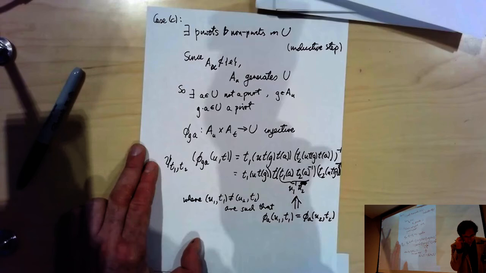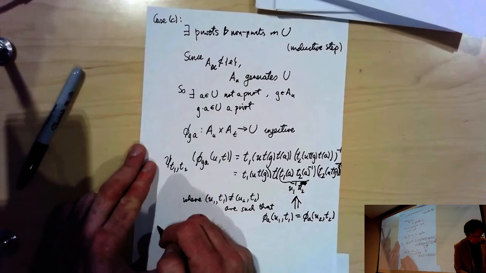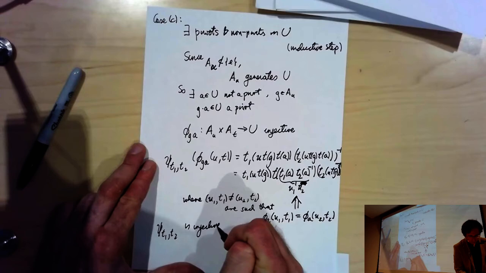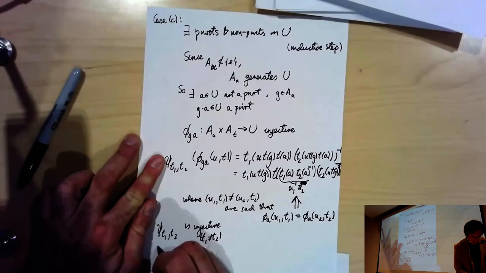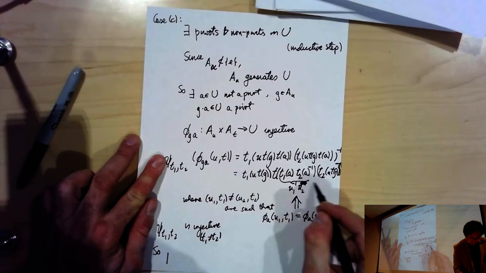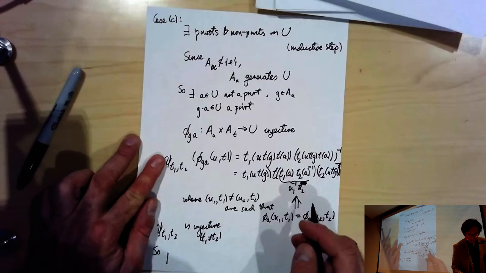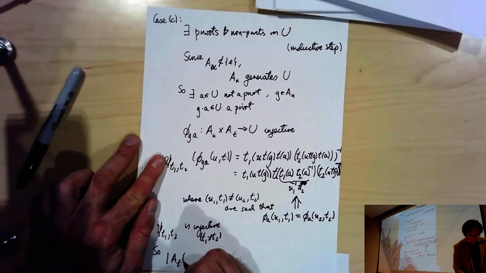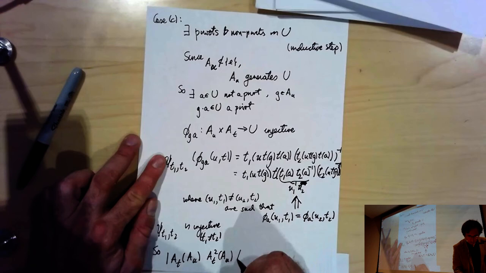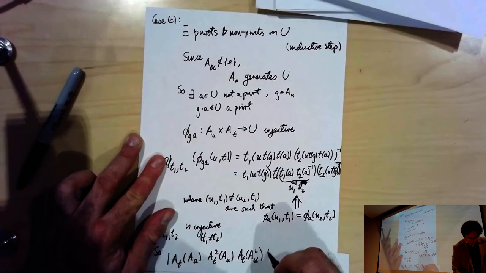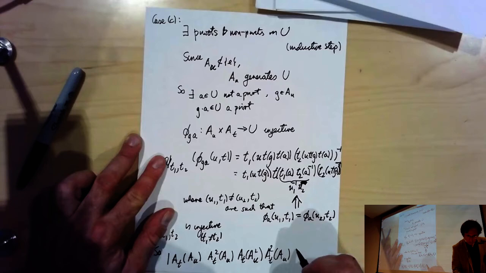Very well. But just as before, psi_{t1,t2} is injective, because t1 is distinct from t2, so it doesn't change the size of things. So we obtain that this expression here, for t and u varying in A_T and A_U, is contained in A_T, A_U, A_T squared A_U, and A_T A_U squared, that's a middle term, A_T squared A_U, that's that term over here, and here you have A_T A_U. Well, that's just the set of all things of this form.